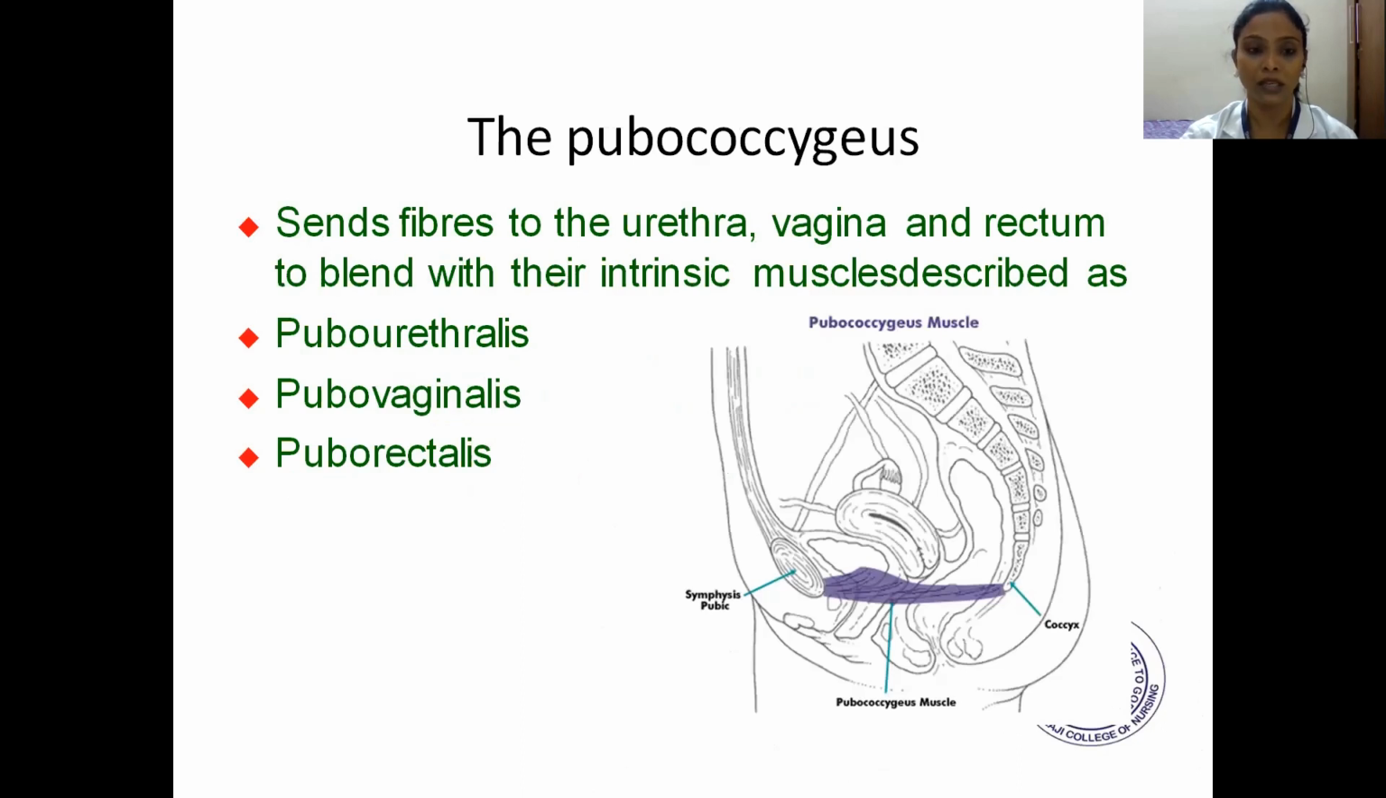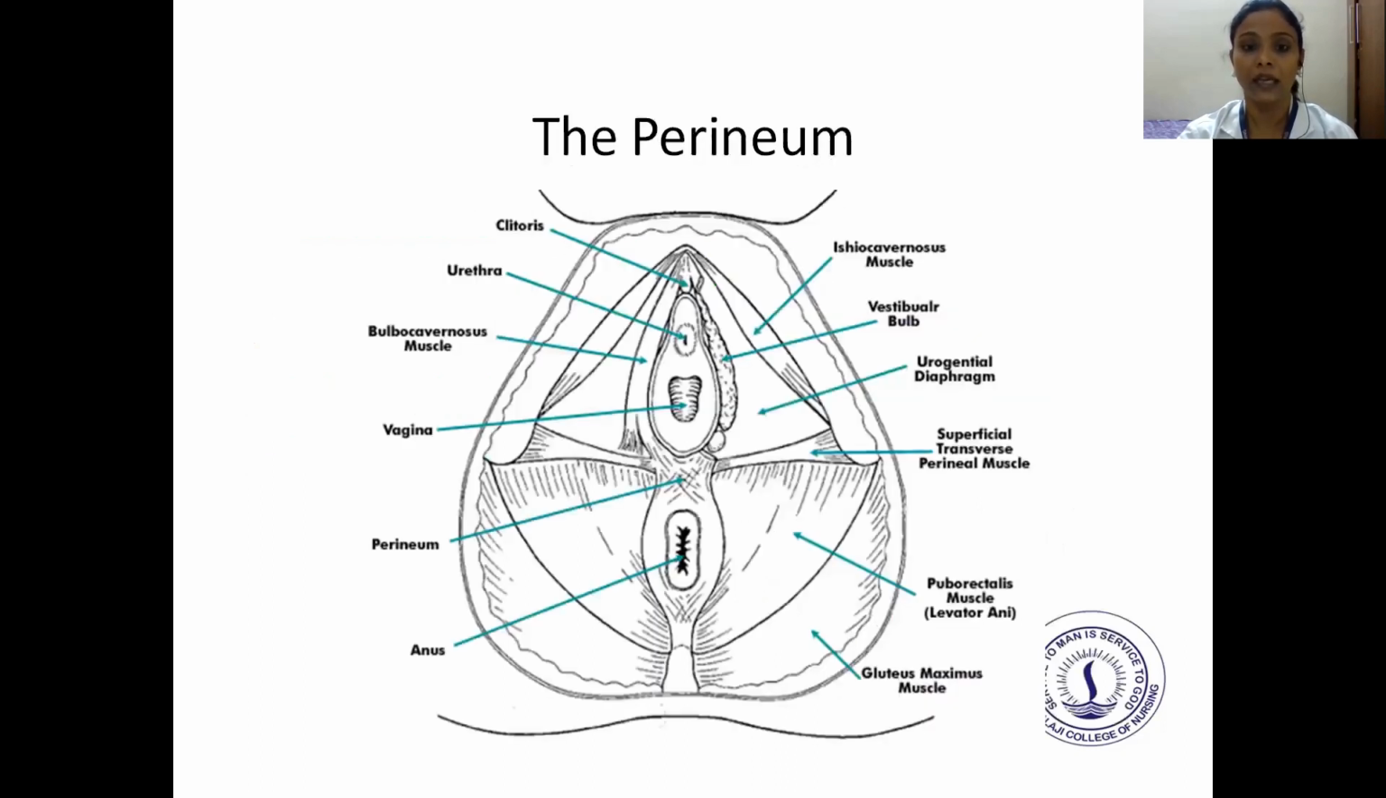Next is the bulbococcygeus. It sends fibers to the urethra, vagina, and the rectum, and blends with their intrinsic muscles, described as pubourethralis, pubovaginalis, and puborectalis. The perineum.